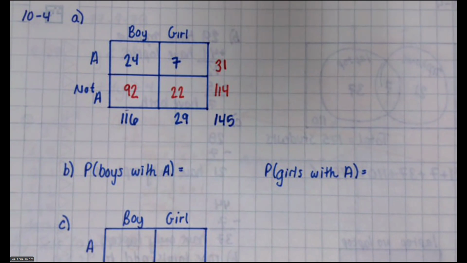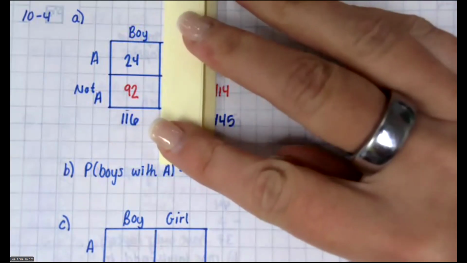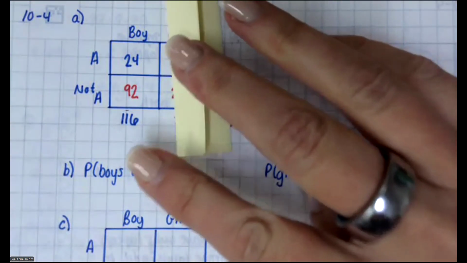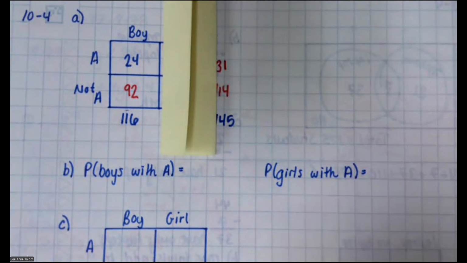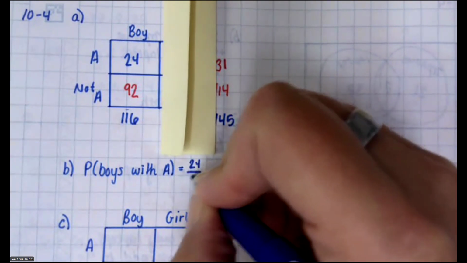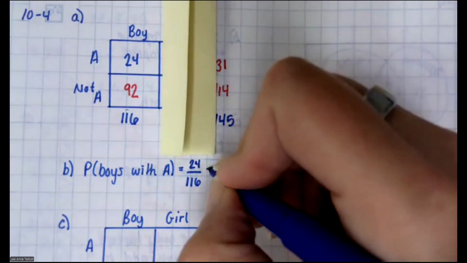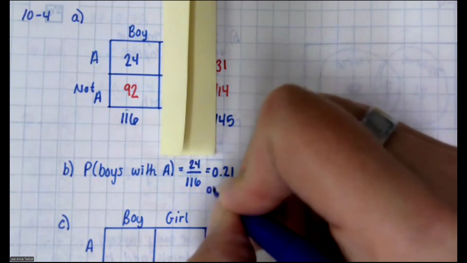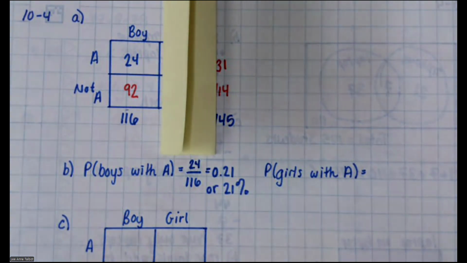Okay. Now we're going to find the probability that a boy has an A. So I'm going to take my Post-it note and narrow my table down to just the boys. I'm only looking at the boys. How many boys have A's? 24. And how many total boys? 21%. Beautiful.